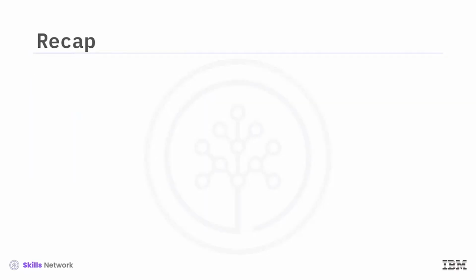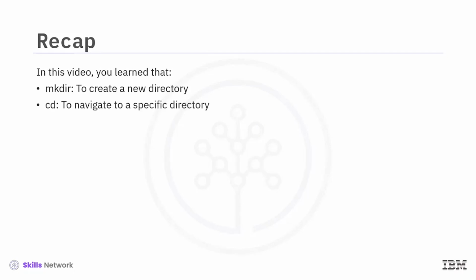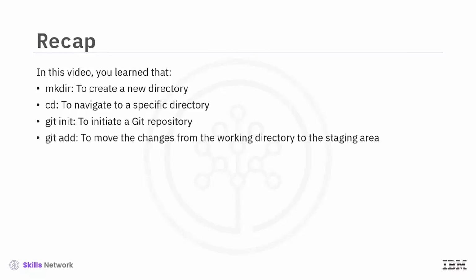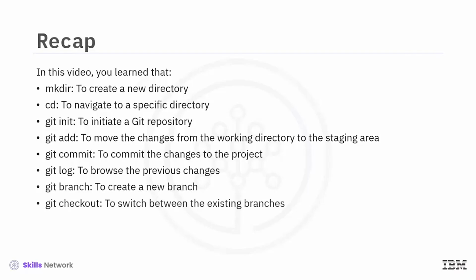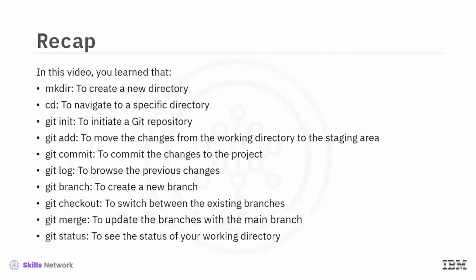Let's now recap what you learned. In this video, you learned about the CLI commands that you can use to perform various activities. The commands are mkdir to create a new directory, cd to navigate to a specific directory, git init to initiate a Git repository, git add to move the changes from the working directory to the staging area, git commit to commit the changes to the project, git log to browse the previous changes, git branch to create a new branch, git checkout to switch between the existing branches, git merge to update the branches with the main branch, and git status to see the status of your working directory.